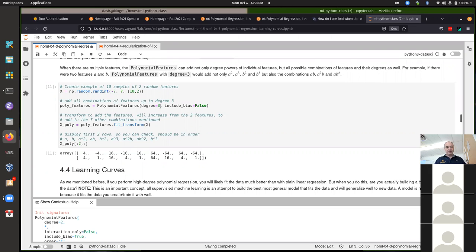Obviously you can do degree three, degree four, but also you can pass in an original x that has more than one column, more than one feature. And in that case, it will not only give you the square and the cube of the two features A and B, but you'll get all the combinations that are degree three combinations. So, AB, A squared B, AB squared, and so on.